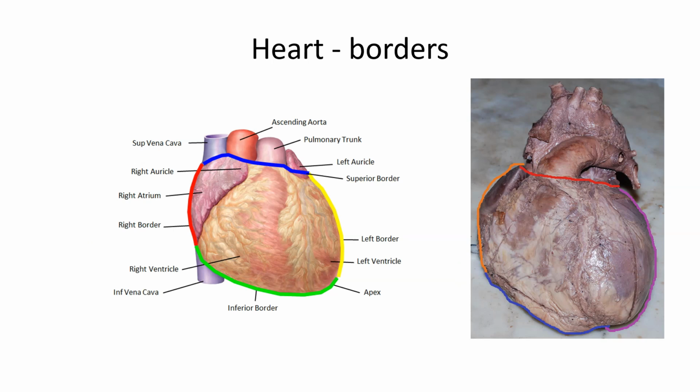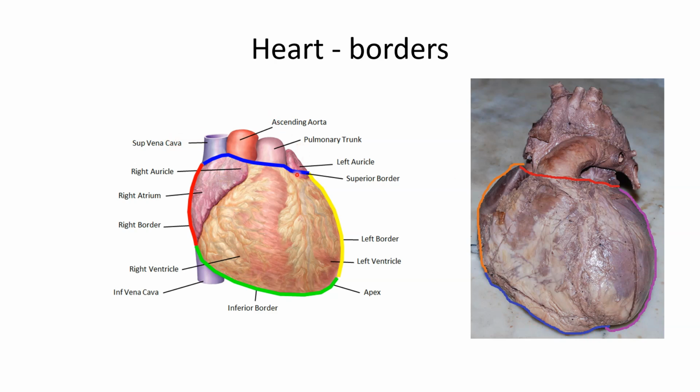After learning about the surfaces of the heart, that is the sterno-costal surface, the diaphragmatic surface and the right and left pulmonary surfaces, let us consider the borders of the heart. There are 4 borders of the heart. This is the upper border, this is the right border, this is the inferior border, and this is the left border, which you can see in the specimen of the heart.